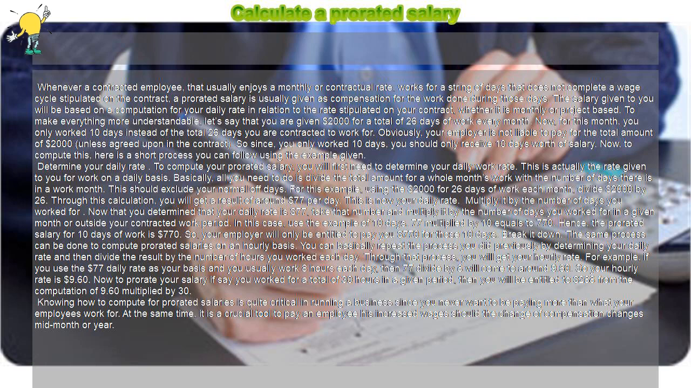Now to prorate your salary, if say you worked for a total of 30 hours in a given period, then you will be entitled to $288 from the computation of 9.60 multiplied by 30.